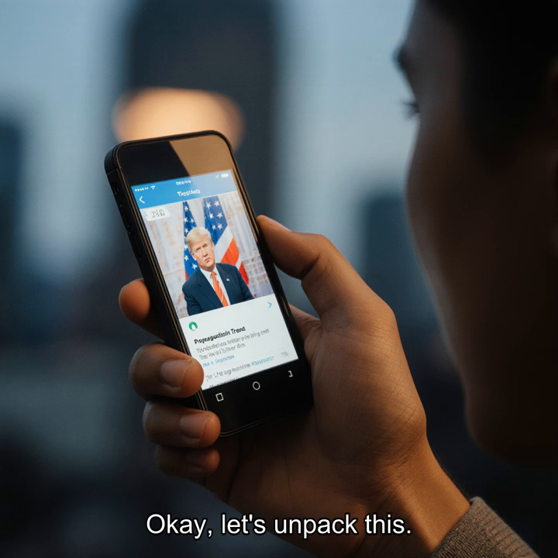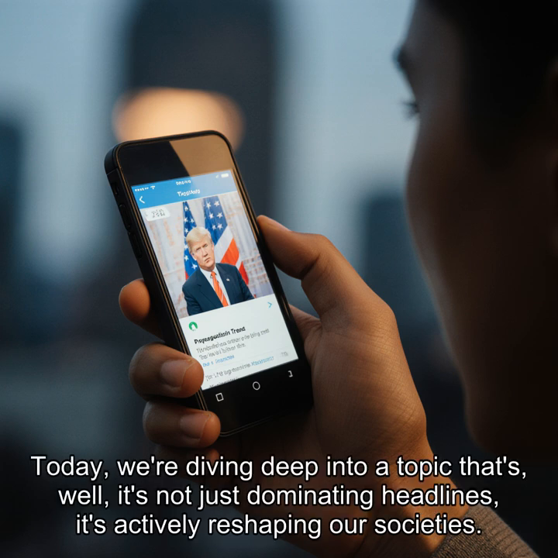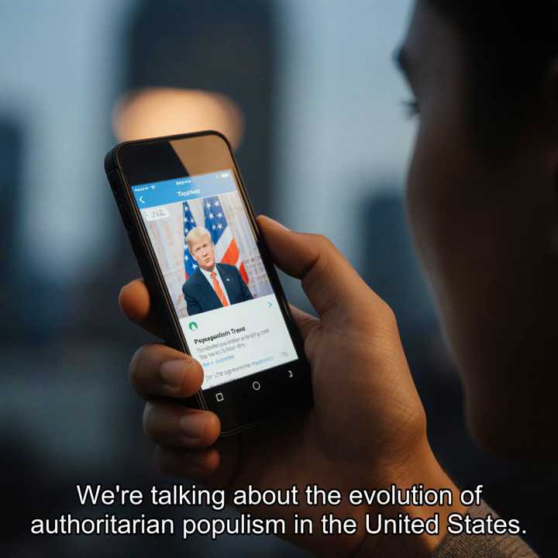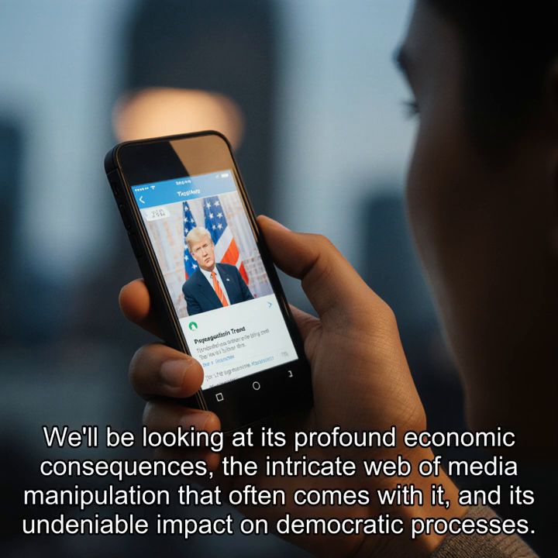Okay, let's unpack this. Today, we're diving deep into a topic that's not just dominating headlines, it's actively reshaping our societies. We're talking about the evolution of authoritarian populism in the United States. We'll be looking at its profound economic consequences, the intricate web of media manipulation that often comes with it, and its undeniable impact on democratic processes.